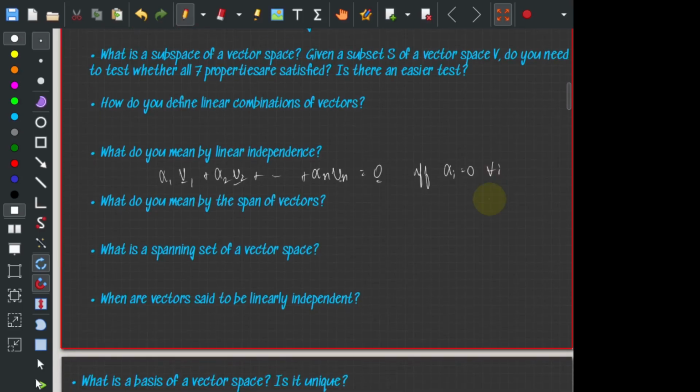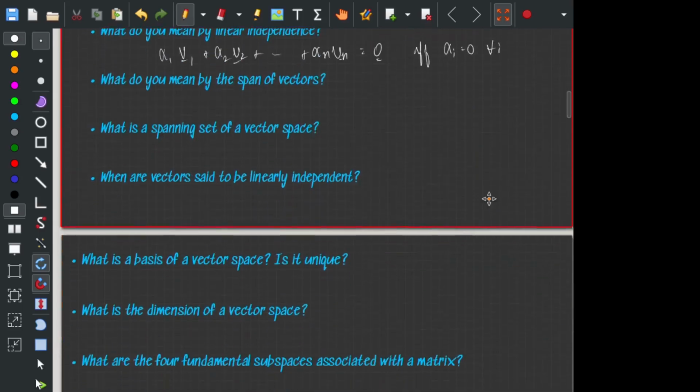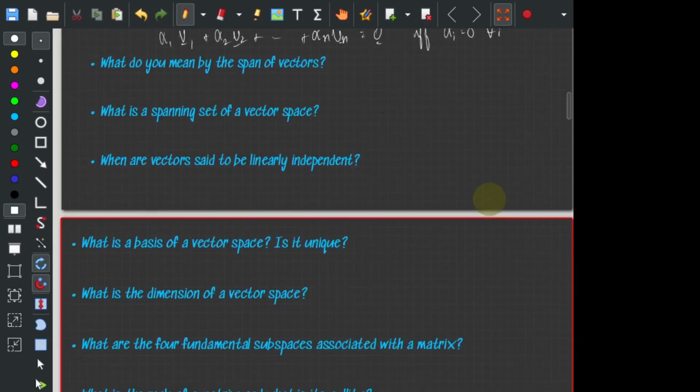What do you mean by the span of a given set of vectors? The set of all possible linear combinations of the vectors is called the span of the vectors, and this forms a vector space. This is called the subspace spanned by those particular vectors. For a given vector space, any set of vectors for which the span is equal to the vector space is called a spanning set for that particular space.